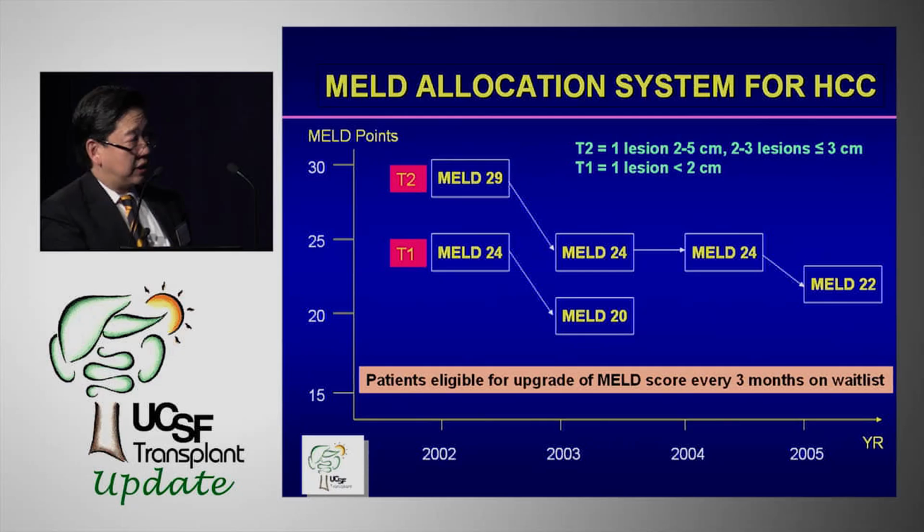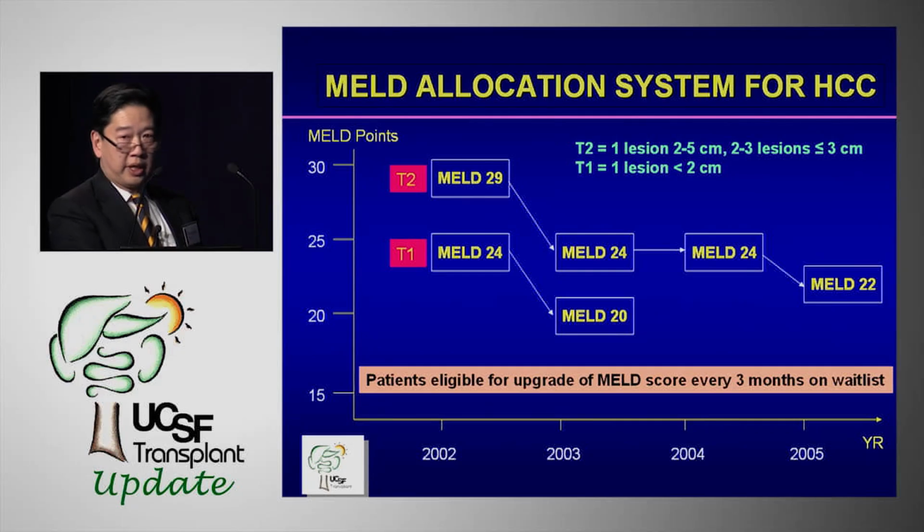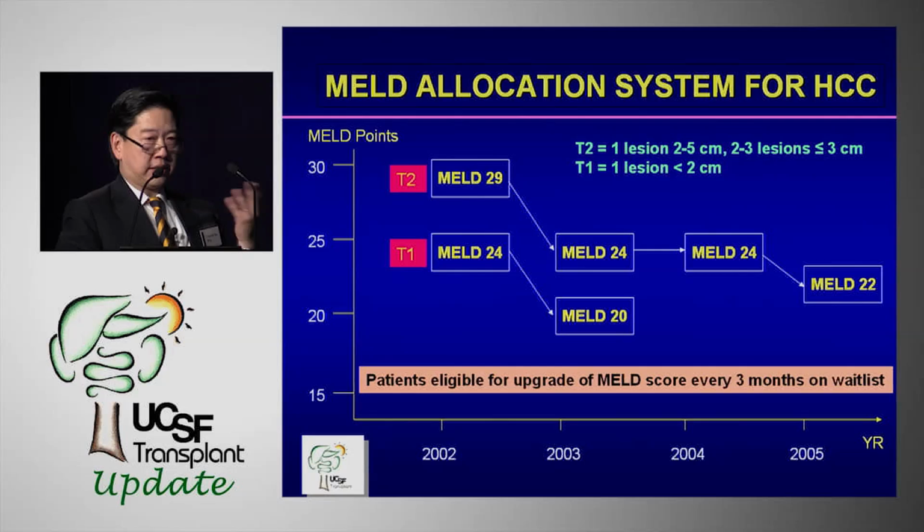And then you can see that back in 2002, at the time of implementation of the MELD system, there was a really an overestimation of the risk of dropout. So these patients were given way too much priority. 90% of patients received transplant within 3 months. So these scores were downgraded to 24 and then now 22 for T2. And patients with T1 are no longer getting priority status for transplant.